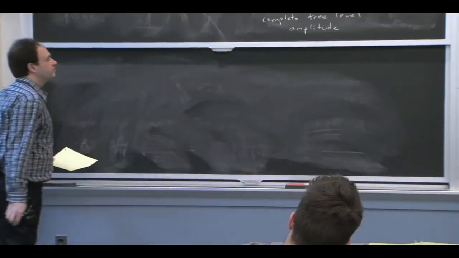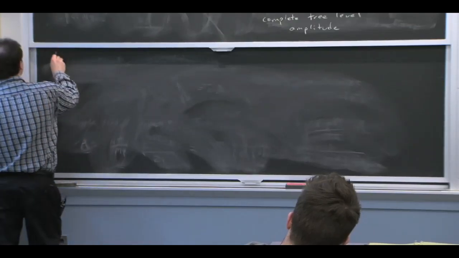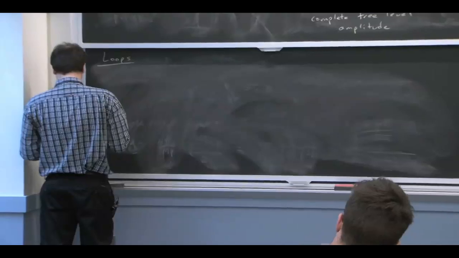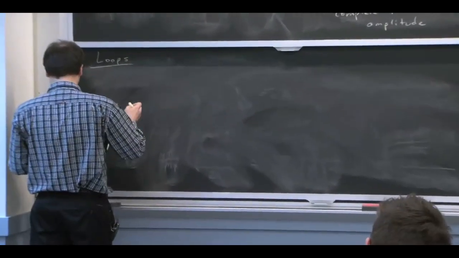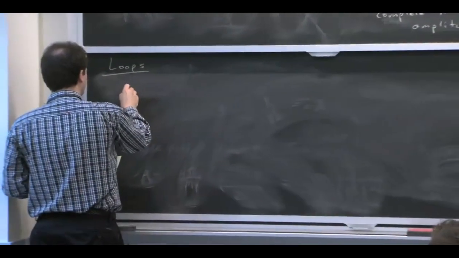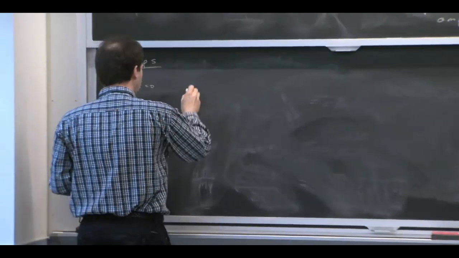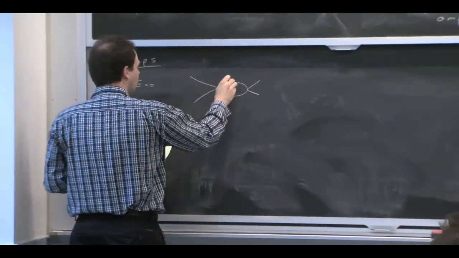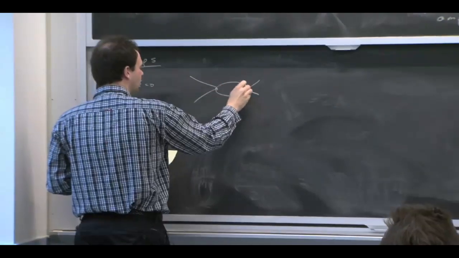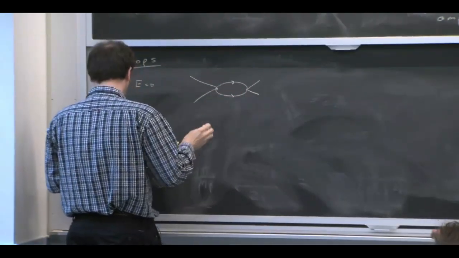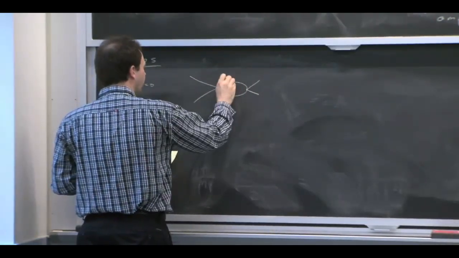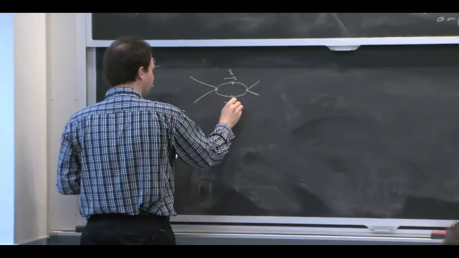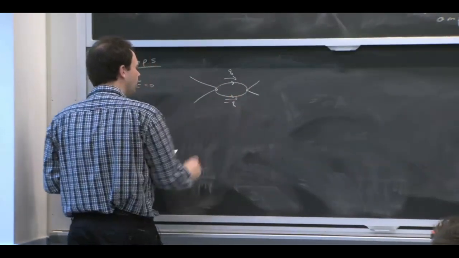What about loops? We are going to need some loops. So let's look at the following loop. And I'll start by looking at just E equals 0. Let's just take the nucleons and then scatter them again. So in terms of the momentum flow, I have some q, say, going this way, and then I have minus q going that way. That's my loop momenta.